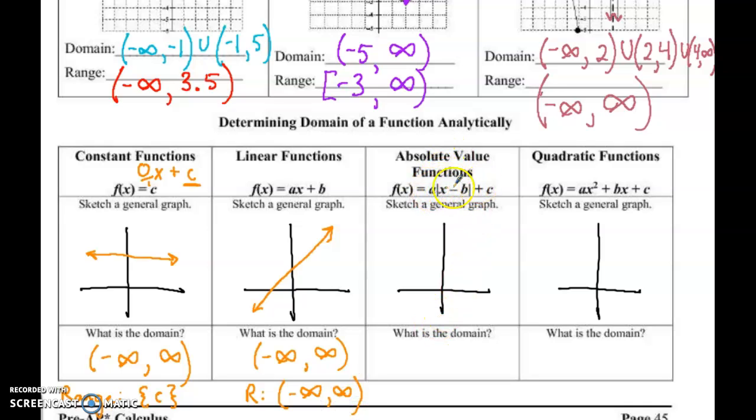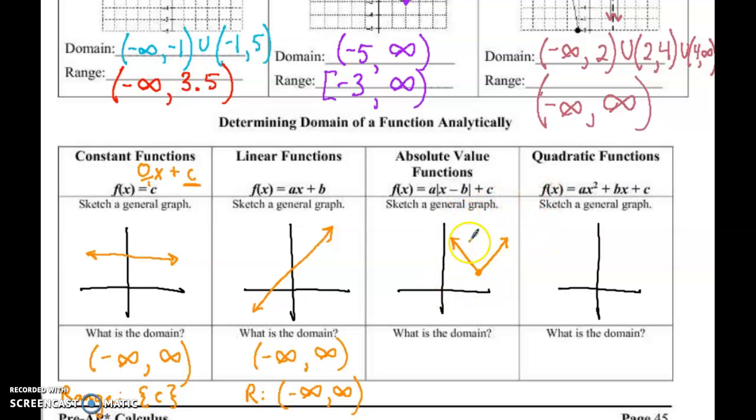Again, I'm just going to give you values of positives. So the absolute value function, which you've seen before, is shifted right b units, up c. So I'm just going to randomly put a thing here. And then let's say a is positive. The absolute value function is a v shape.